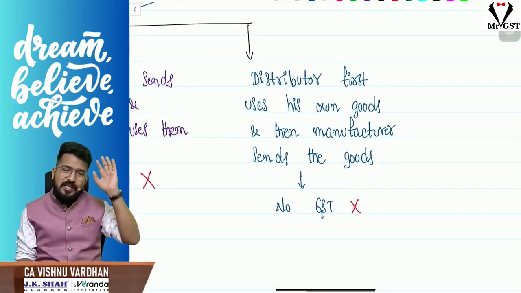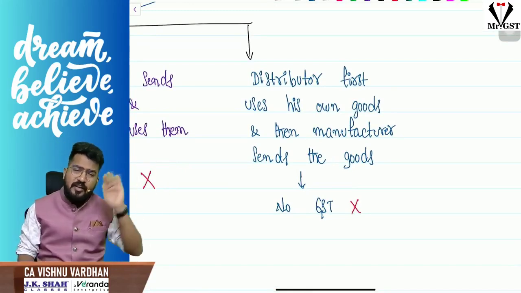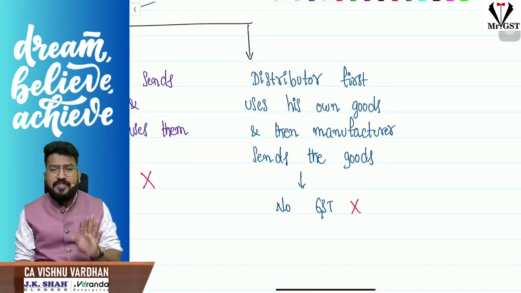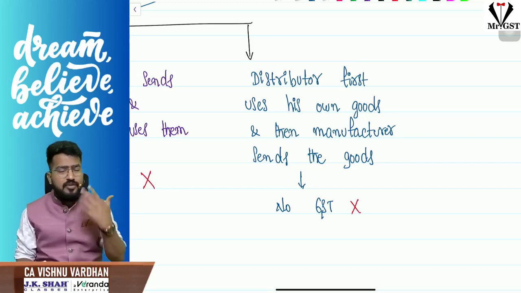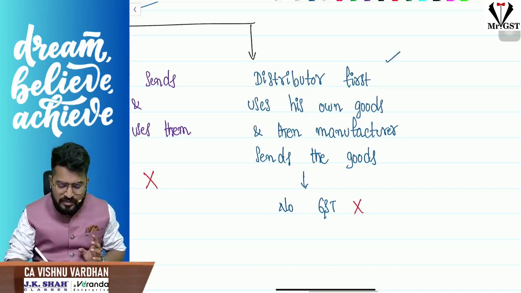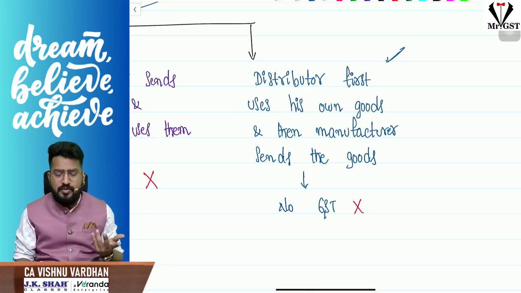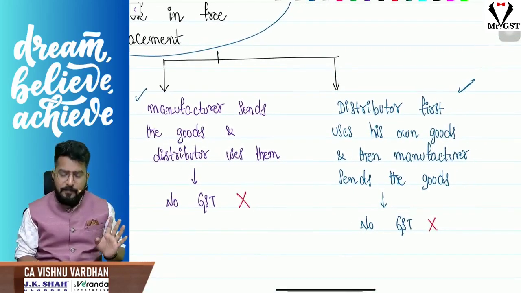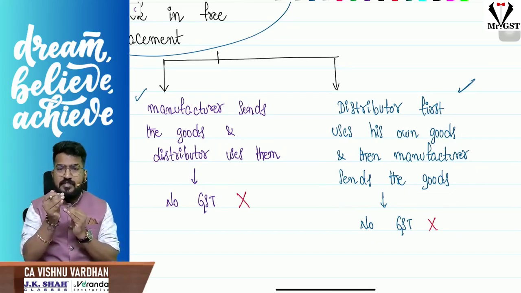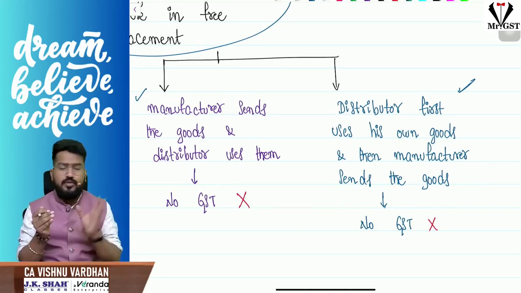But suppose I already have some silencers with me, which I purchased out of my own stock from the manufacturer. So what I will do, I will use my own silencers. Later on, however, the manufacturer will send one silencer, and I will take it into my stock. So there also what will happen, understand, there also no GST, nothing. That means the manufacturer will send the silencer and I should use it. First, he has sent, I have used, no GST implication.